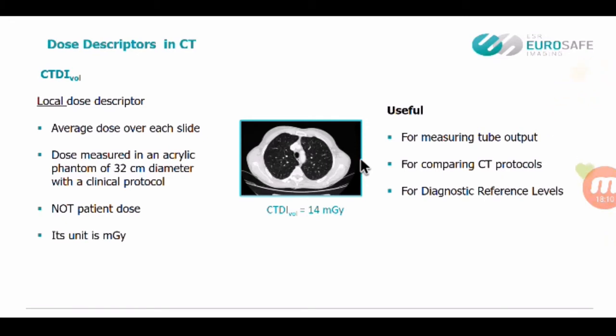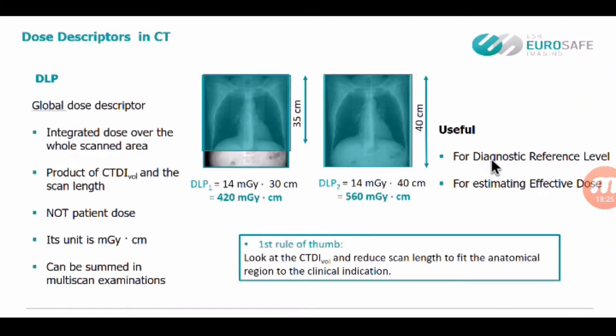The second dose descriptor is dose length product. It represents integrated dose over the whole scanned area. It's the product of the CTDI vol and the scan length. Again, it's not patient dose, it's in milligray per centimeter, and it can be summed for some scan examinations. DLP is useful for diagnostic reference level and also for estimating effective dose.